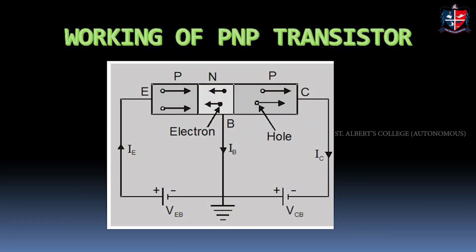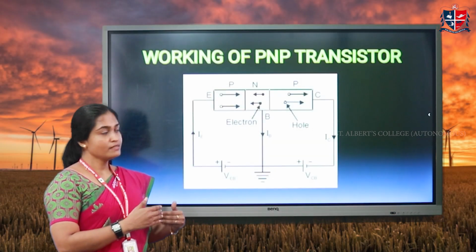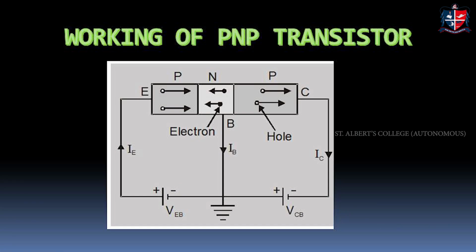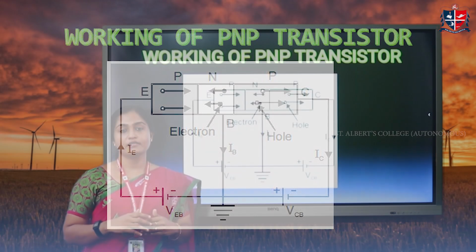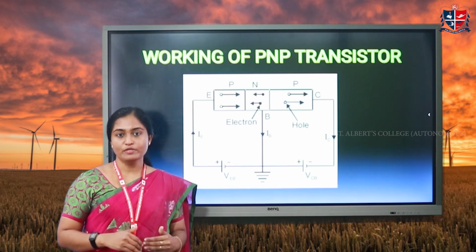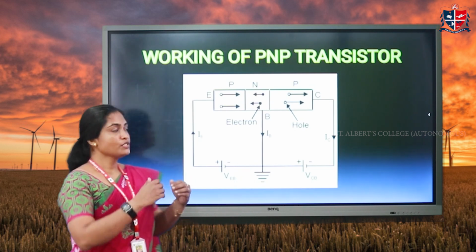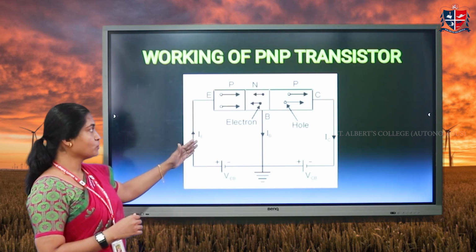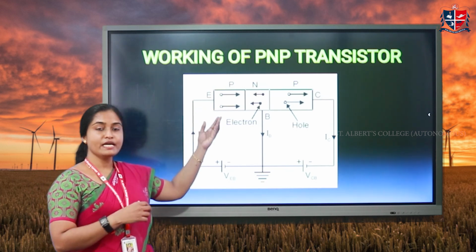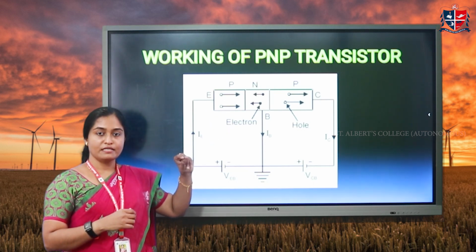Now let's see the working of a PNP transistor. In a PNP transistor, we have a P region, an N region, and a P region again. For the proper functioning of a transistor, the input side has to be forward biased, and the output side should be reverse biased. This is the P region, so the majority carriers here are holes. In the N region, the majority carriers are electrons.